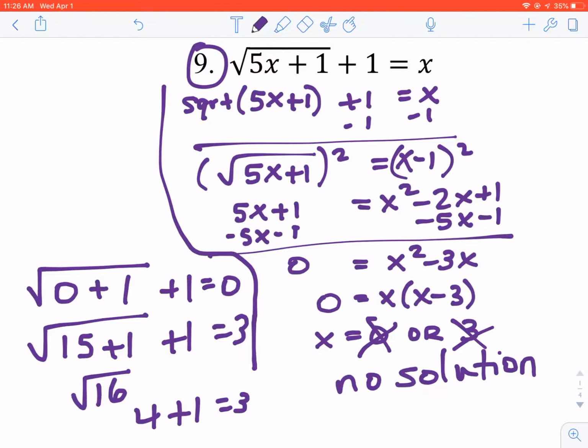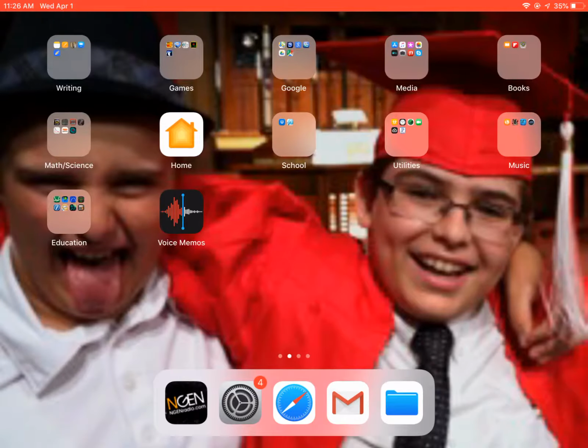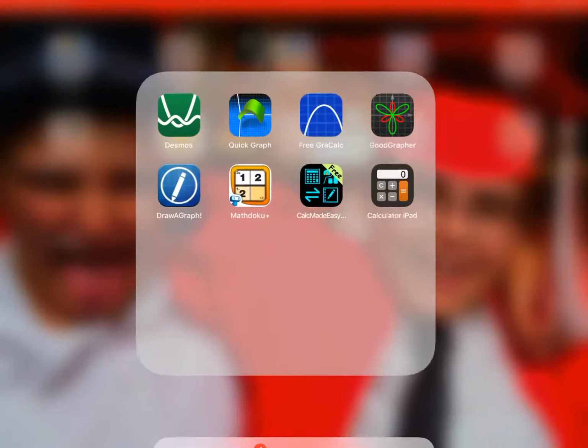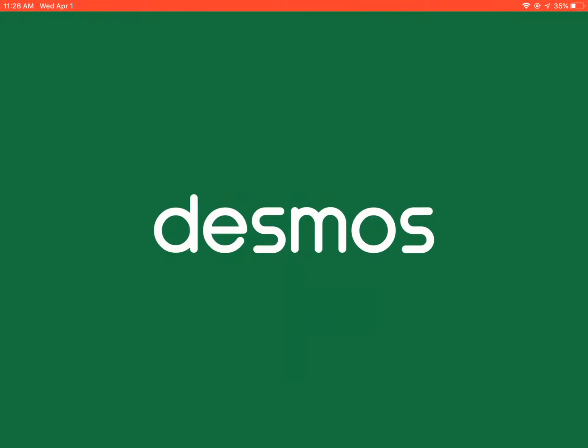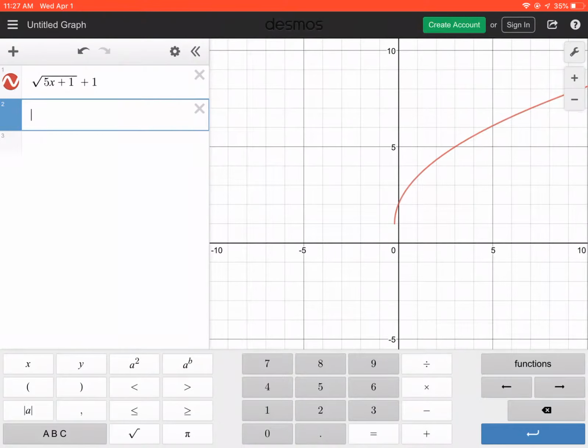Let me quick graph. I wasn't planning on doing this, but let me quick graph on Desmos if I can find it. There it is, Desmos. And if you want to check your answer with your graphing calculator, you can. You can't check it on Desmos because that's not allowed. But I can check it on my graph here. So the square root of 5x plus 1, plus 1, and the other one was x.